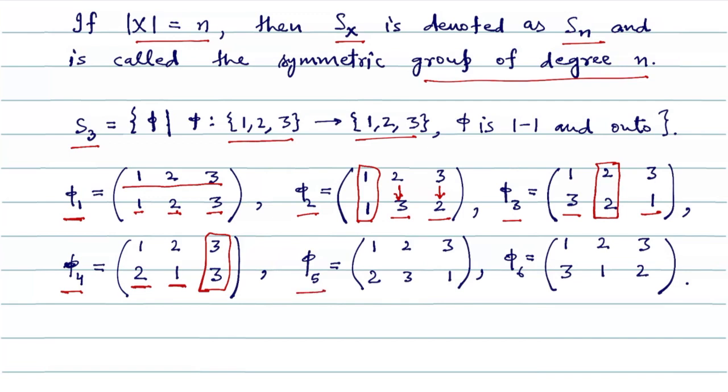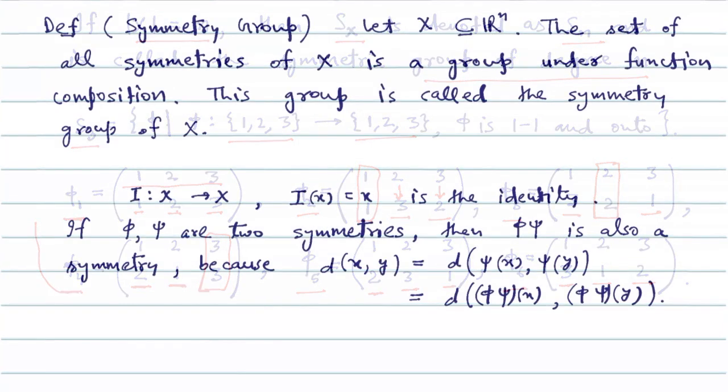Under phi 5, 1 goes to 2, 2 goes to 3, and 3 goes to 1. And lastly under phi 6, 1 goes to 3, 2 goes to 1, and 3 goes to 2. So S3 contains these 6 elements and they form a group of order 6.